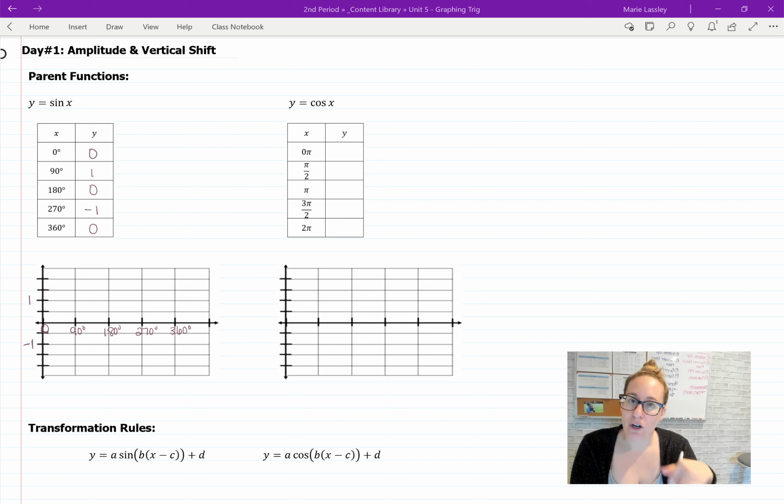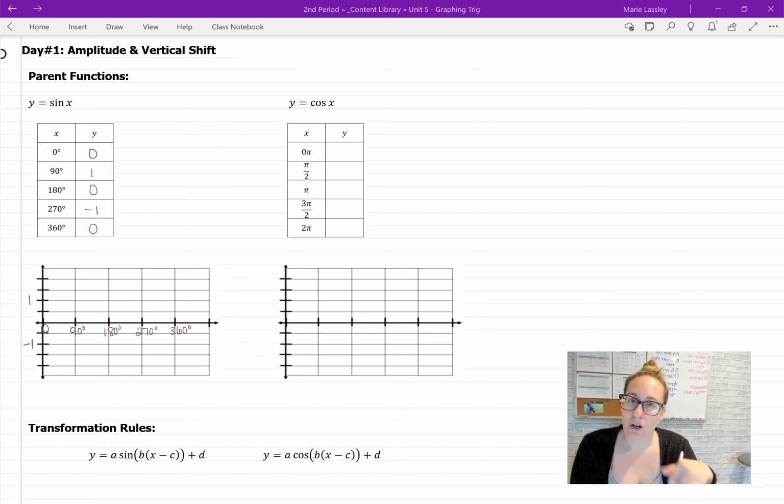Today we start our Unit 5, which is graphing trig functions. Today we're kind of introducing the graphs for sine and cosine. We're going to look at the period of the different graphs, and we're going to talk about amplitude and vertical shifts. So here we go.